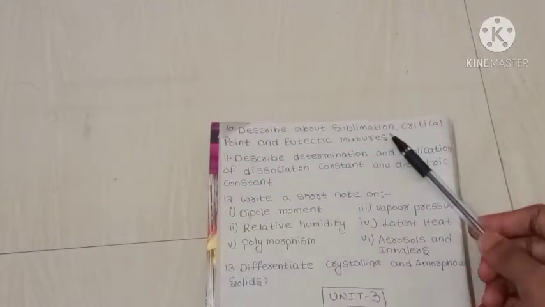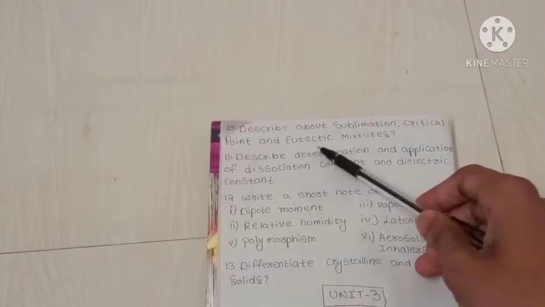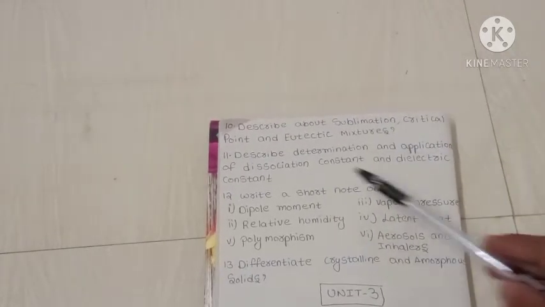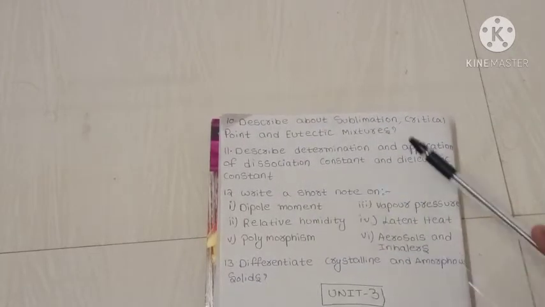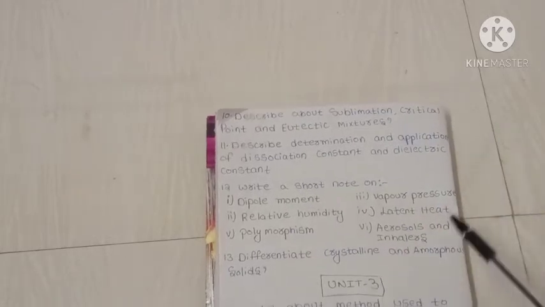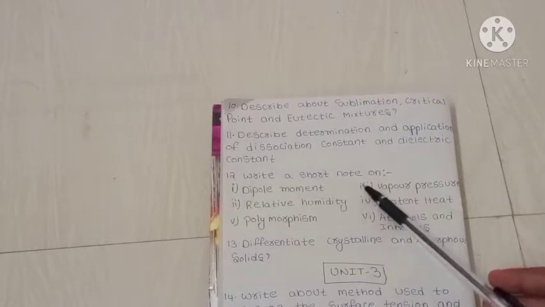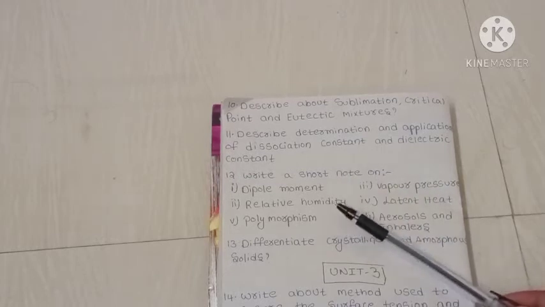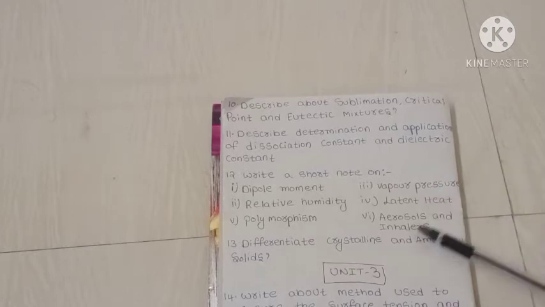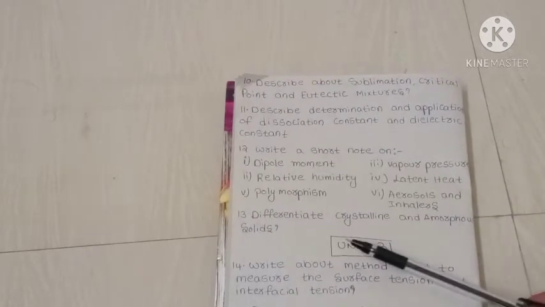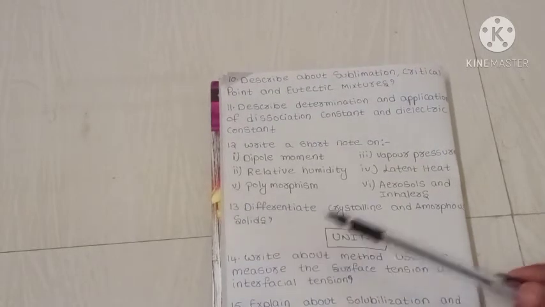The next question in Unit 2 is to describe sublimation, critical point and also eutectic mixtures. Next question is: describe the determination and applications of dissociation constant and dielectric constant. The next question is to write a note on dipole moment, relative humidity, polymorphism, vapor pressure, latent heat, aerosols and inhalers. The last question in Unit 2 is: differentiate crystalline and amorphous solids. We need to write the difference between crystalline and amorphous solids.